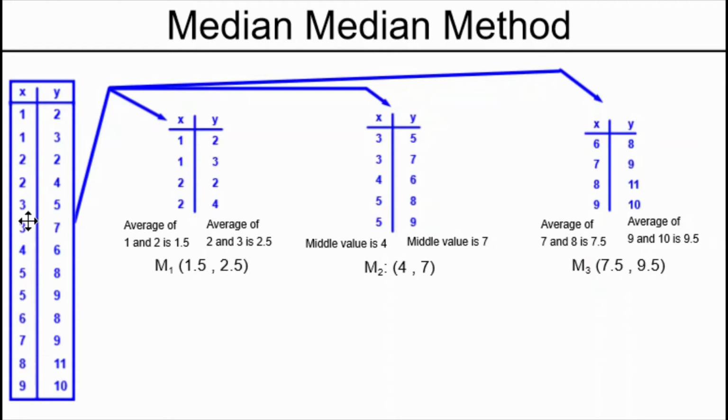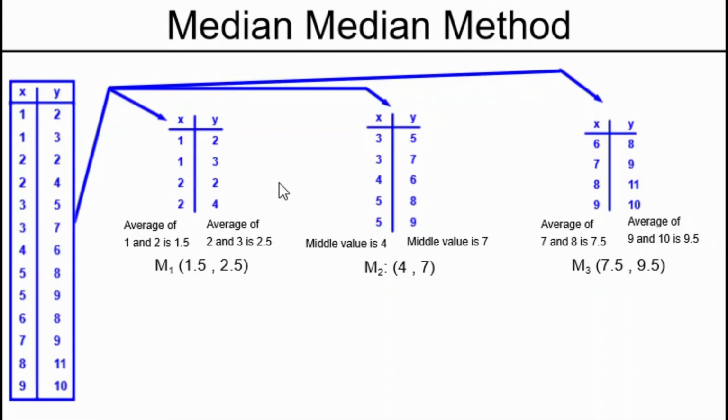Then we split the table into three smaller tables, trying to make them as close to the same size as possible. In this case, there were 13 points, so we have two tables with 4 points and one with 5. And then there is a rule that the different size table has to be the one in the middle.